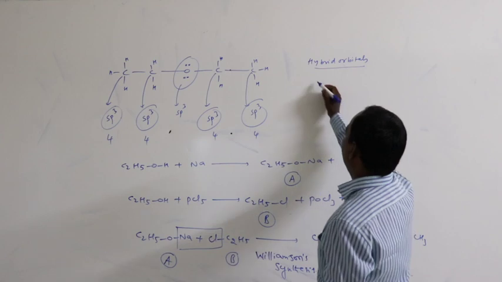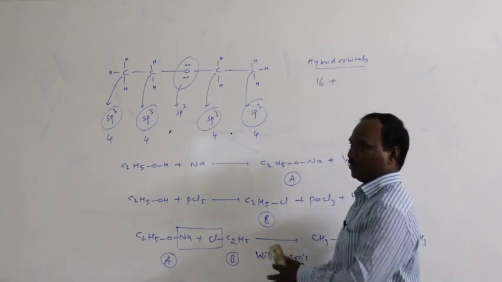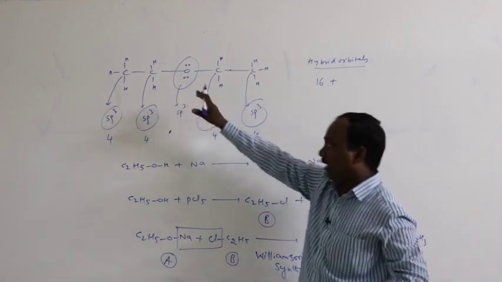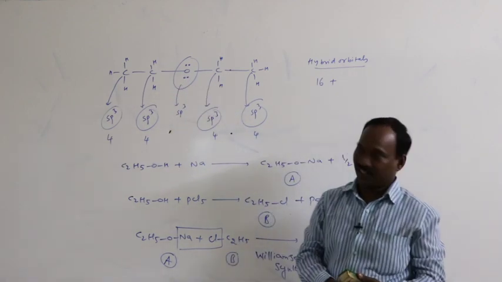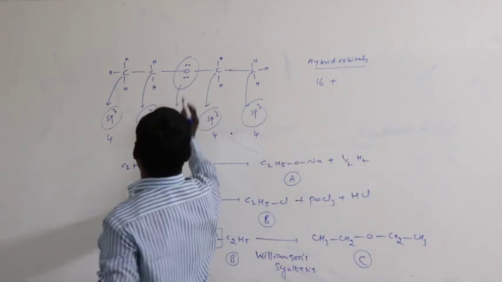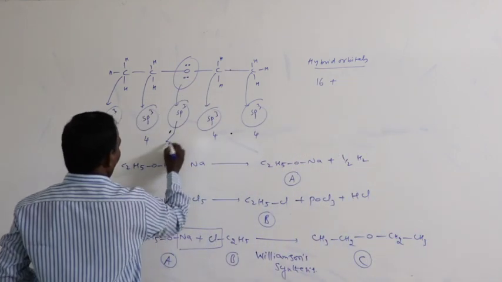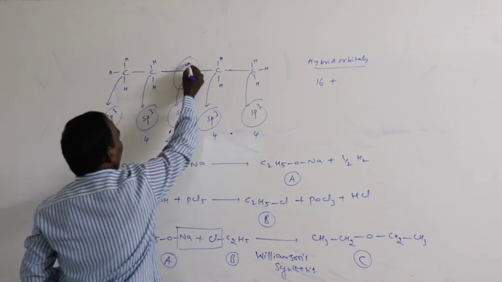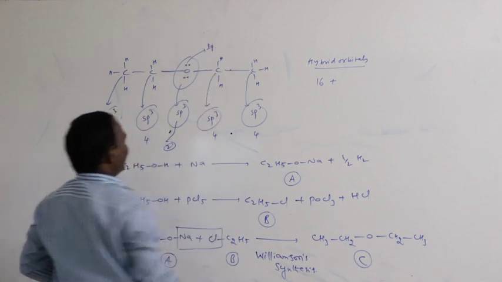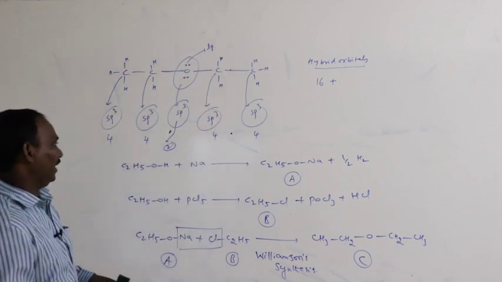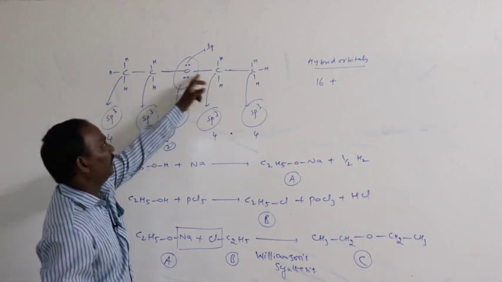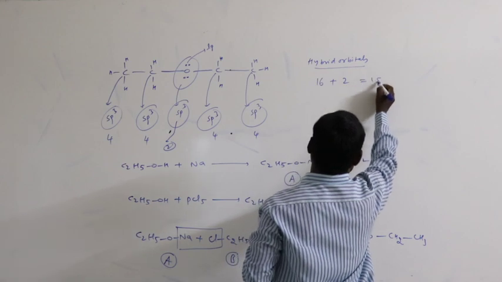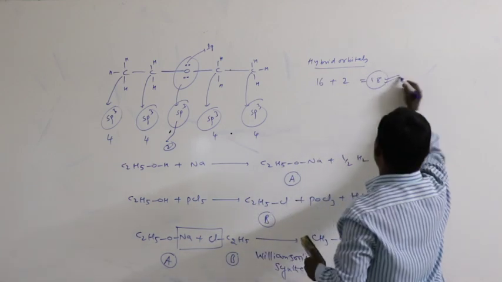Okay, 4 fours are 16 hybrid orbitals which are involved in bonding. What about the oxygen? Oxygen also undergoes sp3 hybridization, but among these 4, only 2 bonds are involved. Remaining 2 are lone pairs of electrons. So only 2 are involved in bonding. Therefore 16 plus 2 is equal to 18. So answer is 18.